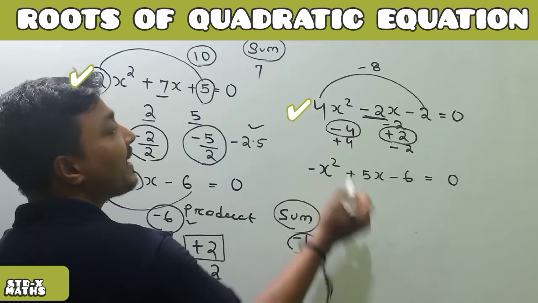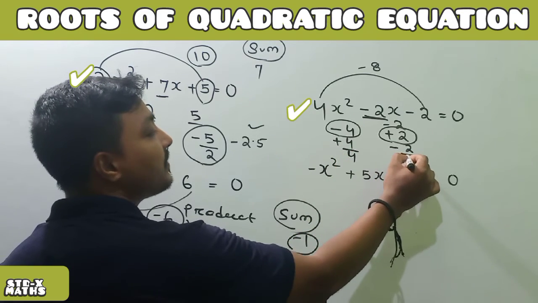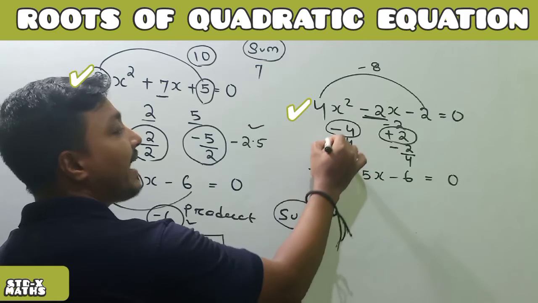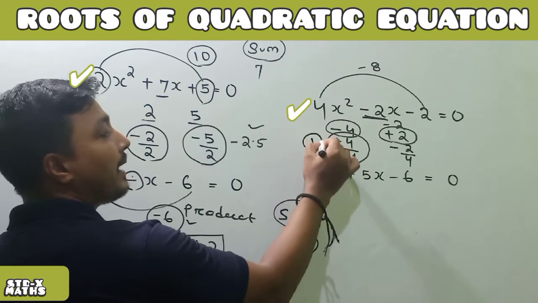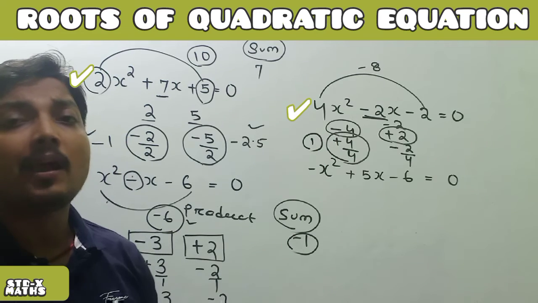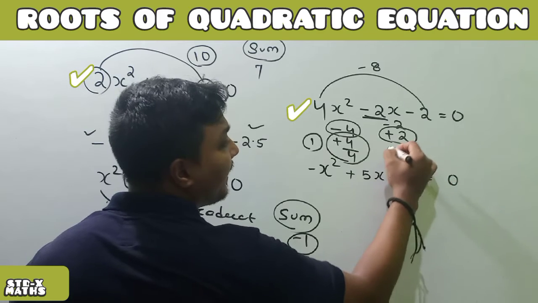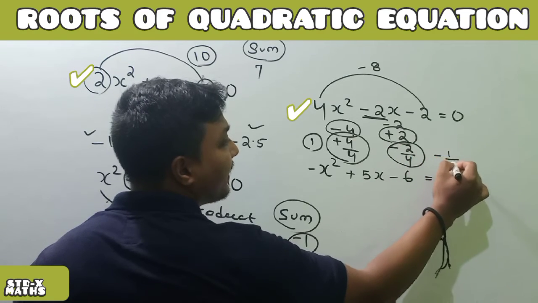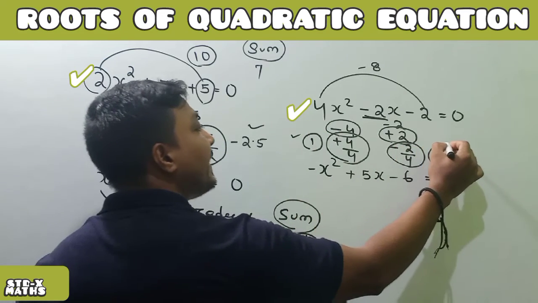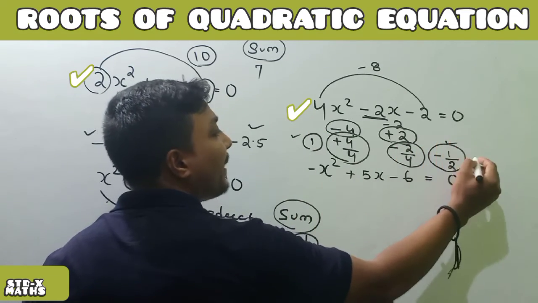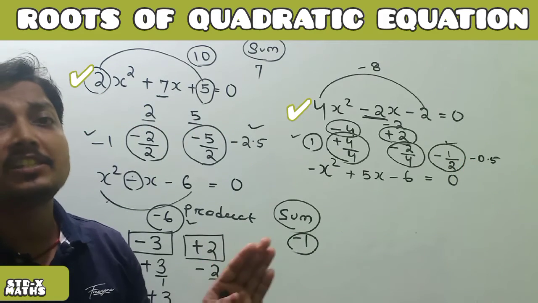See, here the coefficient of x square is plus 4, so I am dividing by plus 4. Here I am getting plus 4 divided by 4, which is 1. So one root I got is 1, and another root is minus 2 by 4, which means minus 1 divided by 2. So one root is 1, another is minus 1 divided by 2, otherwise minus 0.5. Easy or difficult?